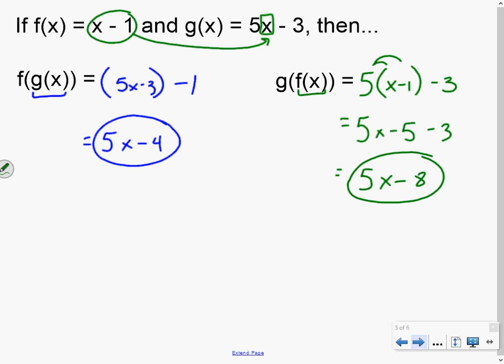Now notice f of g of x gives us a different result as g of f of x. So they're not the same thing by any means. Okay? You're going to get different things based on the order of the composition you're doing. So just be careful. Okay? F of g of x, which was this first one, means I'm plugging g of x inside of f of x. G of f of x means I'm plugging f of x, that function, into the function g of x. So you just have to be careful with that order.